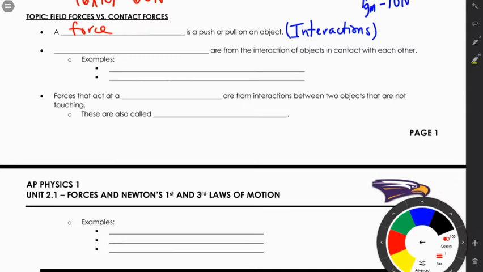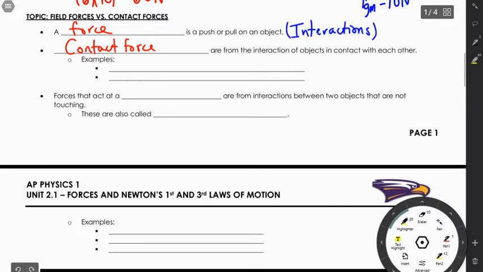All the forces we will discuss will fit into one of these two categories, a field force or a contact force. So the first one, contact forces, come from the interaction of objects in contact with each other. This is when we have physical touching. Most of the forces that we will encounter will be contact forces. There are only really three main field forces that we'll talk about.